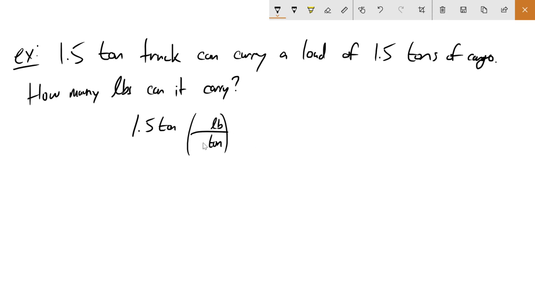How many tons are there and how many pounds? There's 1 ton for every 2,000 pounds. We want to keep pounds, so the 2,000 goes in the numerator. So this becomes a multiplication problem: 1.5 times 2,000 on top. The only thing left on the bottom is a 1. So it's 1.5 times 2,000, which comes out to be, I think, 3,000.